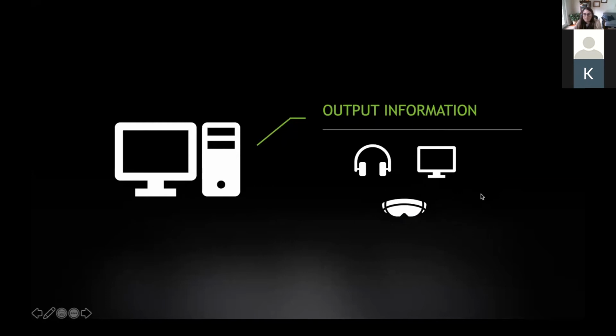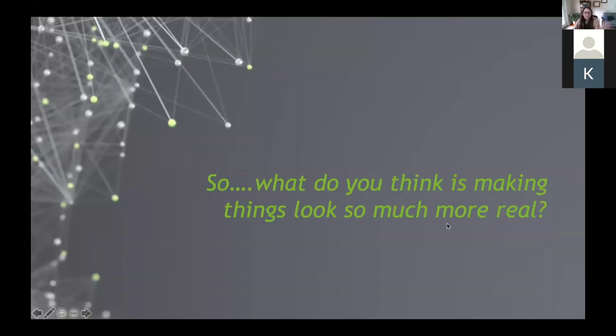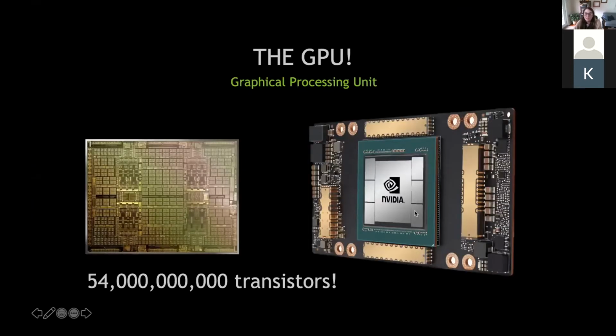So none of those things necessarily answered the question, what do you think is making things look that much more real? But a lot of you had the right guess. And it should be obvious because I'm from the company that makes the GPUs. So it's the GPU. The GPU is the part of the computer that manages all of the graphics and video workload. What we're going to learn in the next couple slides and for the rest of the hour is how complex that type of work is to actually do on a computer.